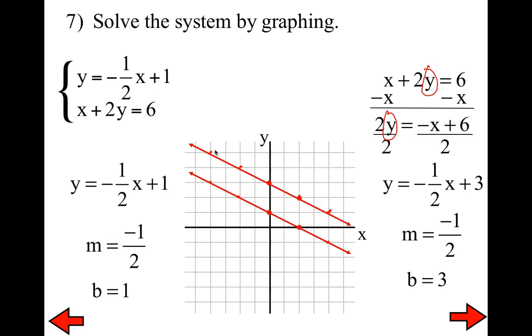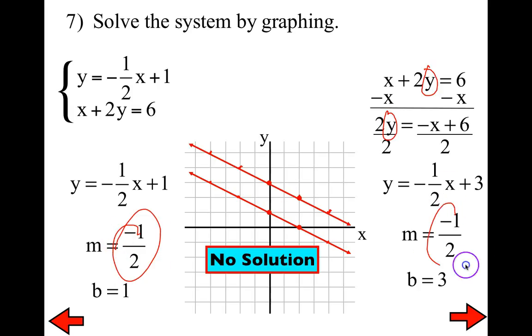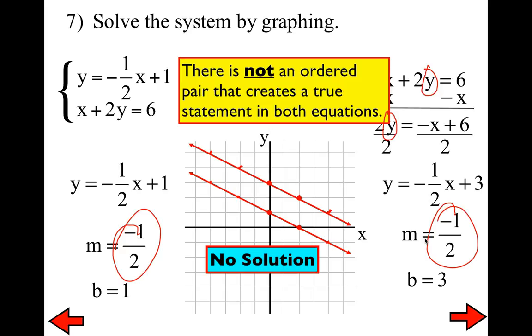So here, I would usually determine the solution by figuring out where the two lines intersect. However, these lines don't intersect, okay? So guess what? There is no solution. These lines are parallel, which means they will never intersect. And lines are parallel when the slopes are the same, okay? So there is no ordered pair that creates a true statement in both equations.